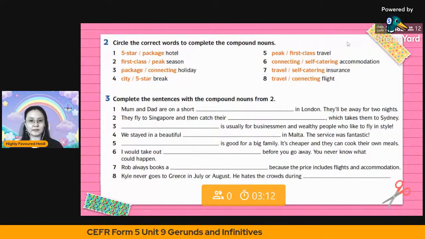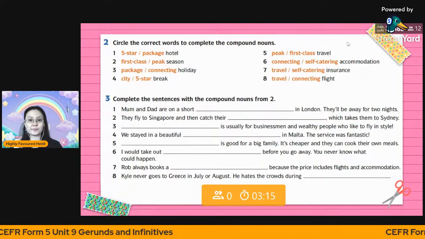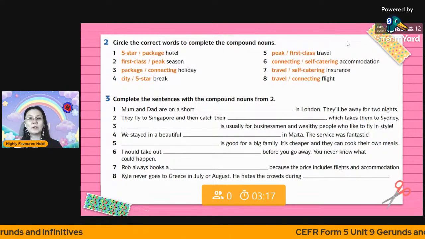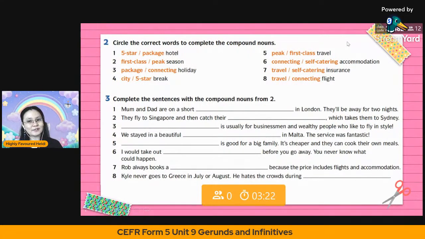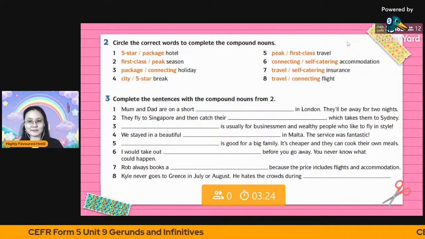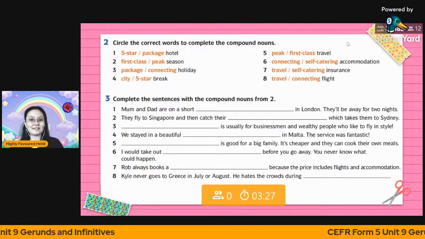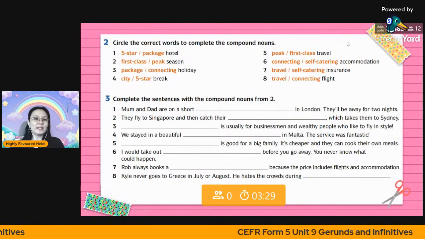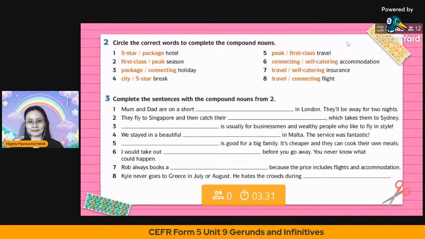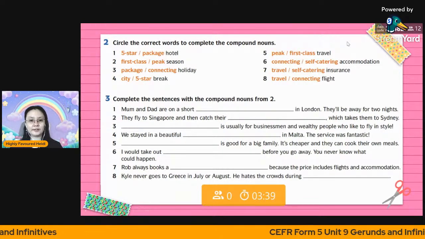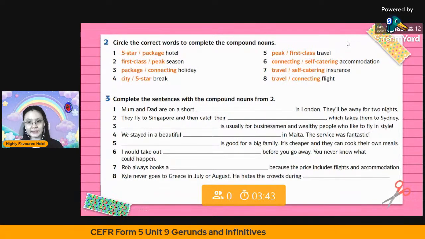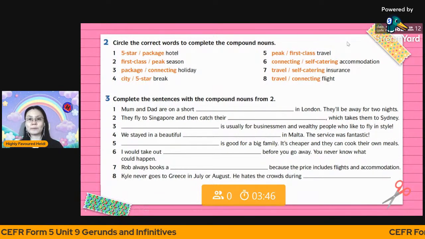Then number 3 is usually for businessmen and wealthy people who like to fly in style. Then, with exclamation mark, we stay in a beautiful in Malta. The service was fantastic. Then is good for a big family. What is good for a big family? It's cheaper and they can cook their own meals.